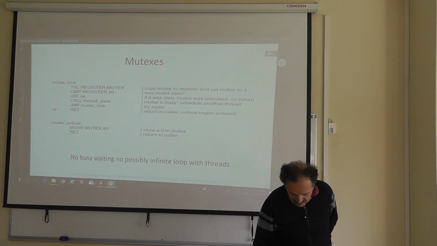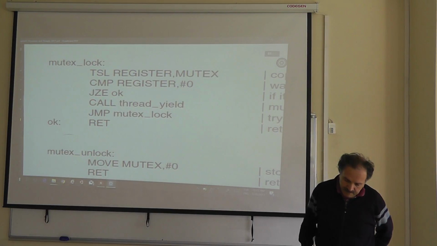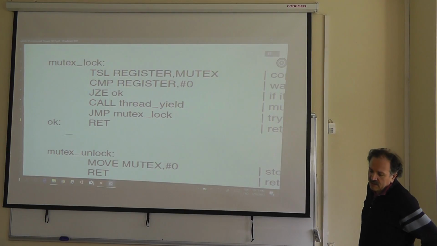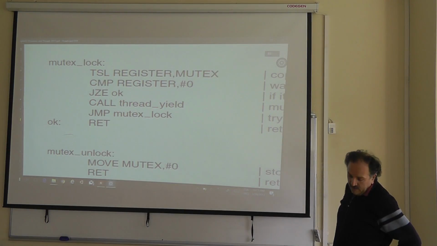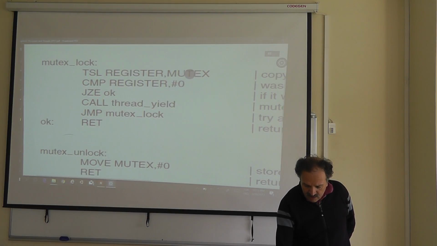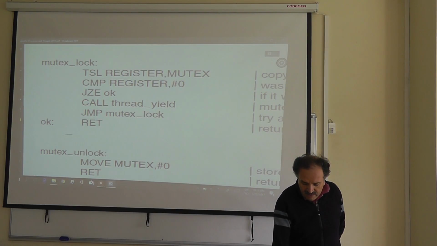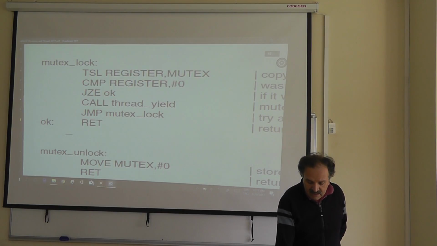Let's see actually how it is implemented. Okay, this is the mutual exclusion lock, mutex. What does this do? It loads this memory location into the register and sets it to 1, right? So I compare the loaded value against 0. If it is 0, then that means the lock is available.